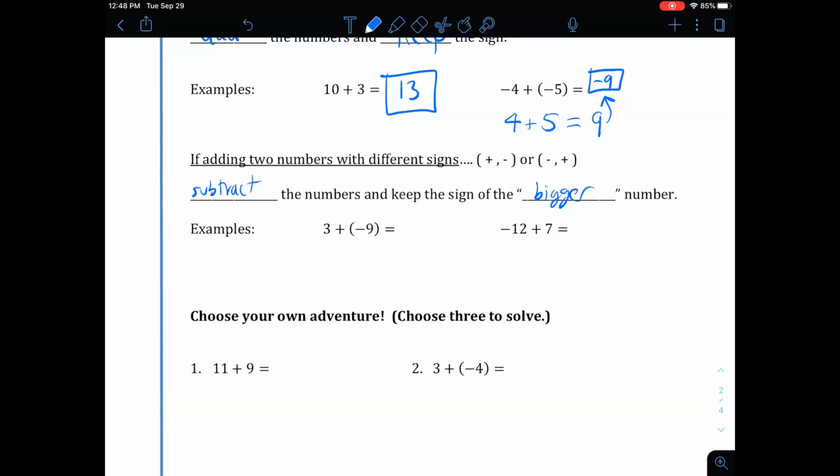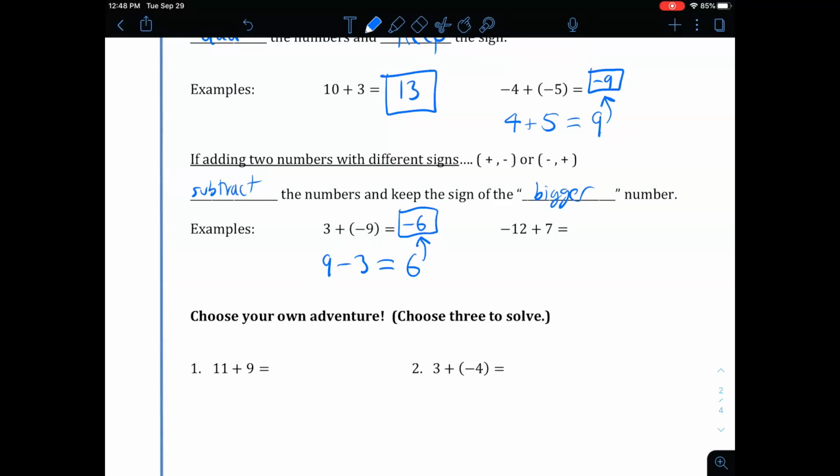So we have 3 plus -9. We have a positive and a negative. So what we're going to do is subtract in our brains. We're going to do 9 minus 3. And what is 9 minus 3 going to be? That's going to be 6. And then which number is bigger, 3 or 9? 9 is bigger. And what's the sign on the 9? Is it positive or negative? It is negative, so we're going to put -6 for our final answer. So subtract and keep the sign of the bigger number, which is -9, the bigger number in quotation marks.